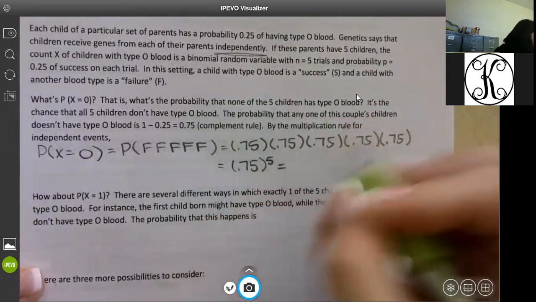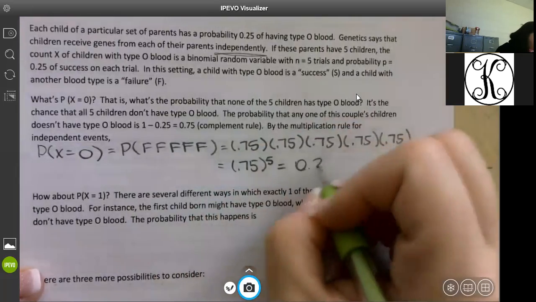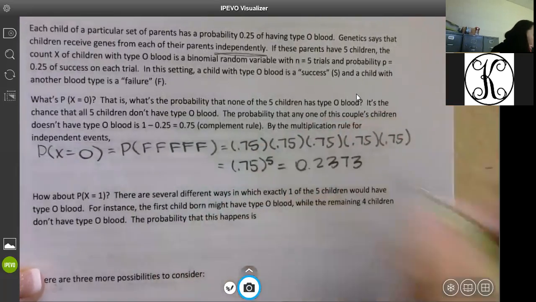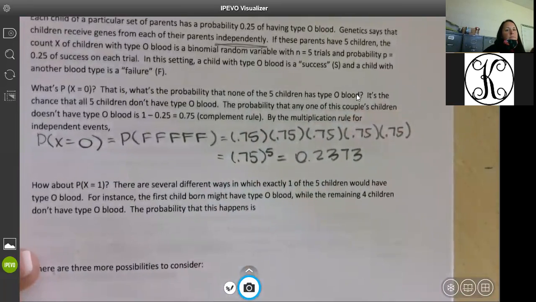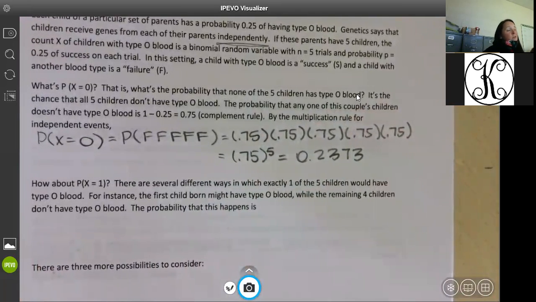And then when I put that in my calculator, I get 0.2373. So there's about a 24% chance that none of the kids will have type O blood. Okay, so make sure you know how to define that too.